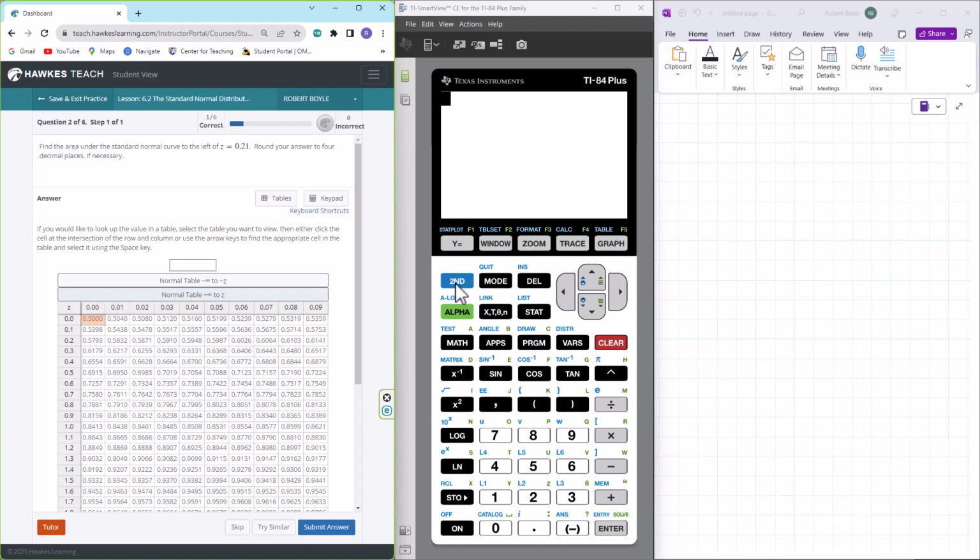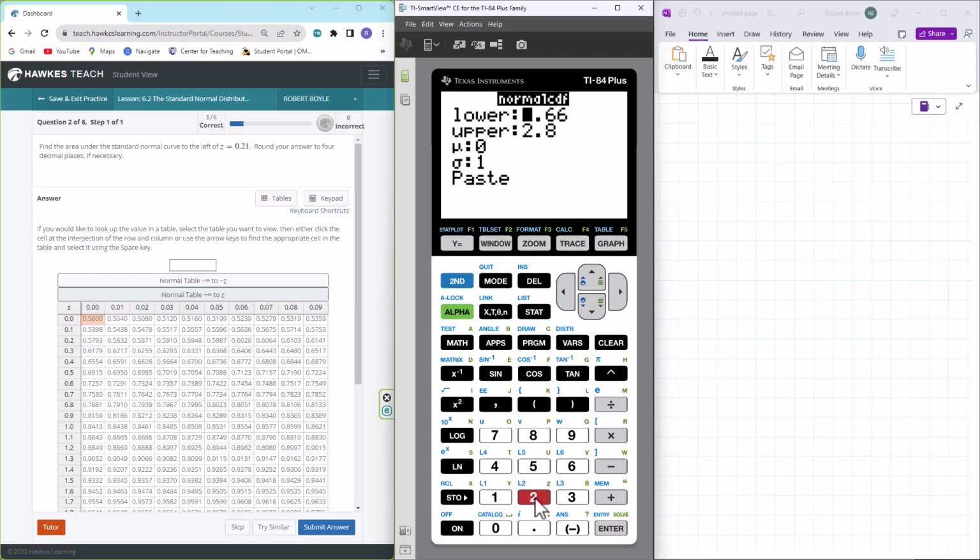Using our calculator, we will go to second, distribution, number 2 for normal CDF. Lower value, if it hasn't already been set, you want to change that to 1. No, not 1. That was bad. Negative 1 second E99. Okay, so it's as close to negative infinity as this calculator can get. Okay, hit enter, and now we want to put in 0.21.